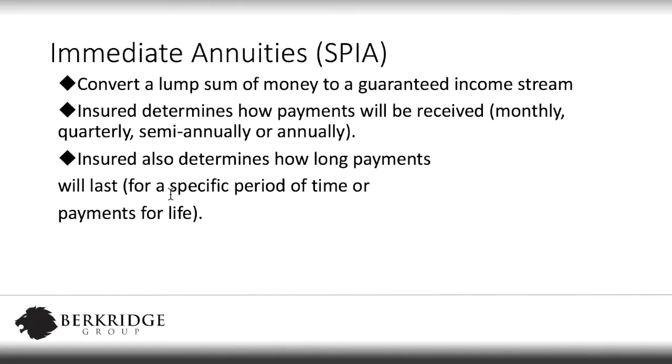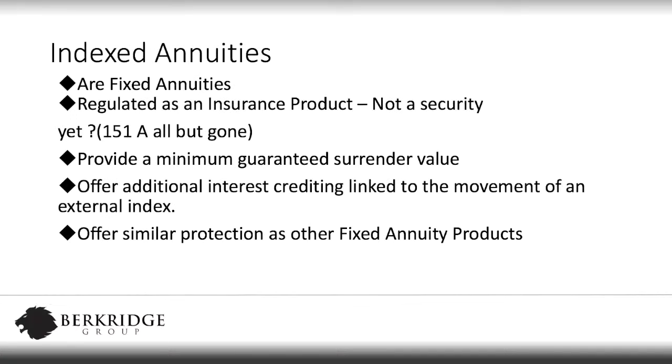Let's look towards immediate annuity, SPIA. When we have a lump sum of money and we're going to convert it to a guaranteed stream of income, the insurer determines a variety of things: how many payments, the method of payment, the duration of payment, etc. Now, let's turn towards indexed annuities.